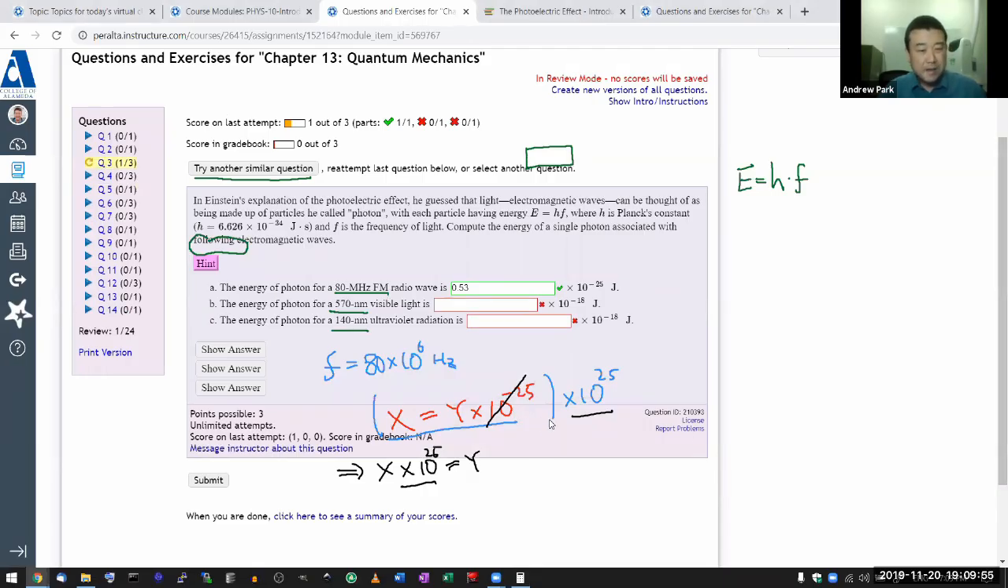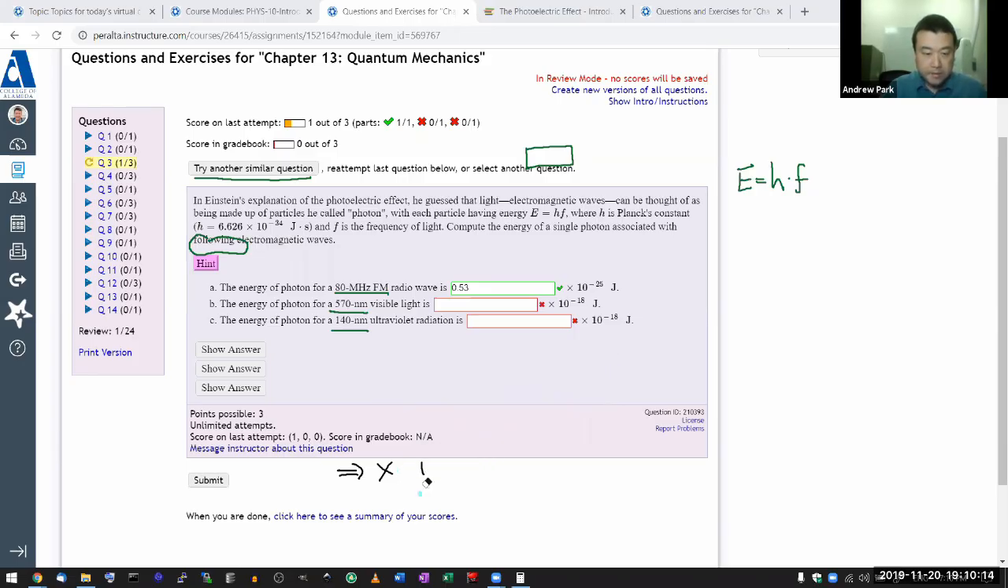Actually, I guess let me not do part C because part B and part C are basically identical with the two different wavelengths. So if I do part B, then using the same method, you should be able to do part C. So for part B, this is the challenge.